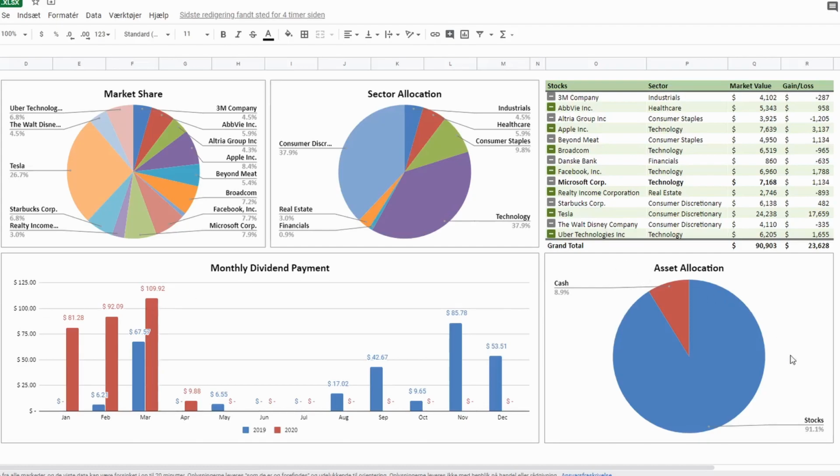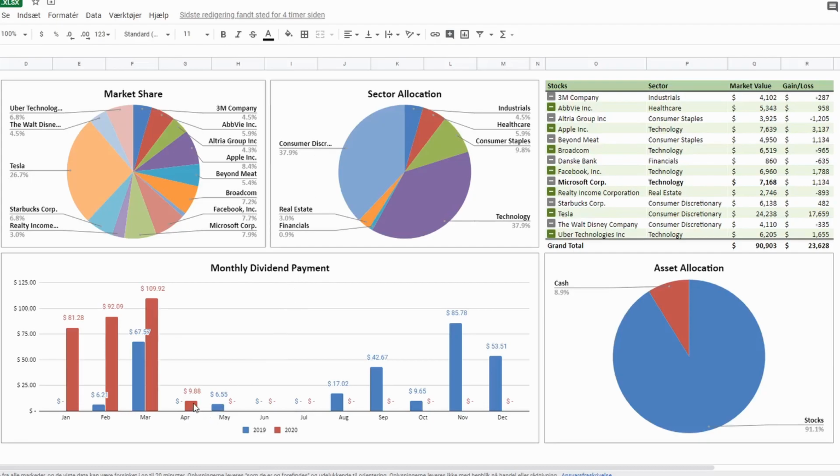Currently, I am invested 91% in the stock market, and I still have around 9% cash I can deploy into the market. And as we can see on the top left corner, my biggest holding is still Tesla, around 27%. And looking at the sector allocation, I'm still heavily invested in technology and consumer discretionary.